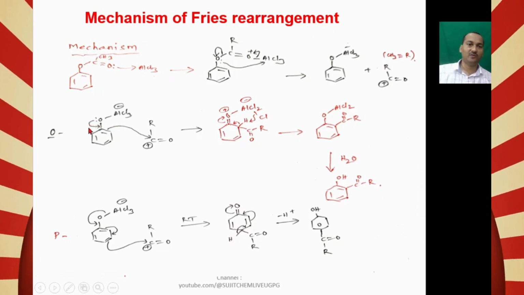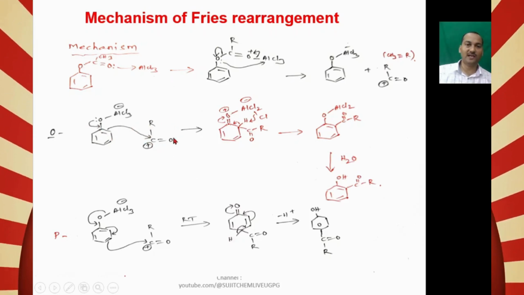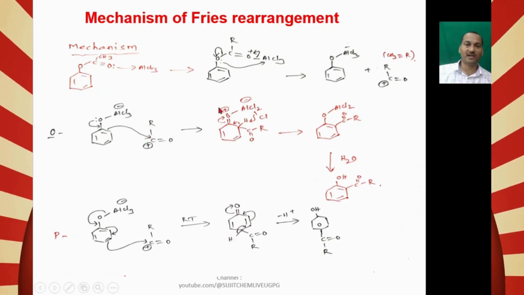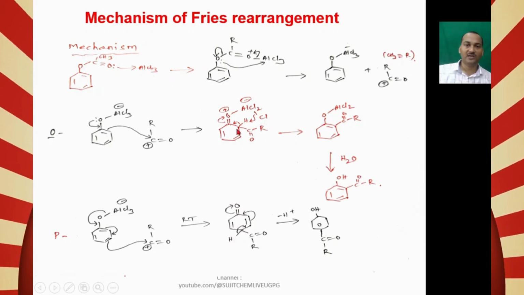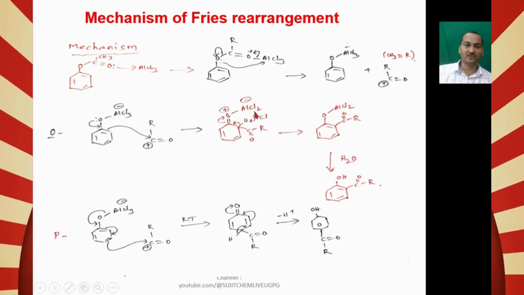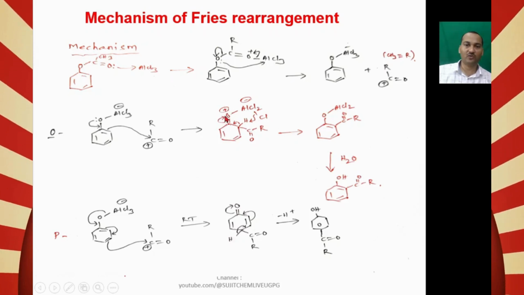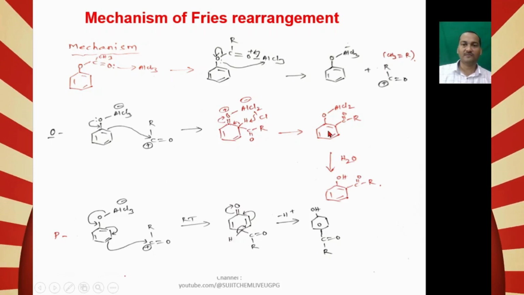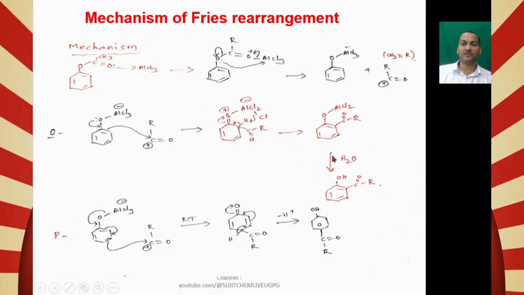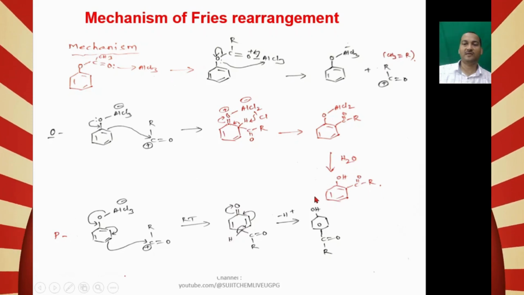Here oxygen lone pair will come here and this pi bond will attack this electrophile RCO plus. So you can have this intermediate. Here again simultaneous bond breaking and bond making takes place. This Cl will attack H plus and this bond will come here and this double bond will break on O plus. So you will have this intermediate. Upon treatment with water you can have this ortho-hydroxy derivative.